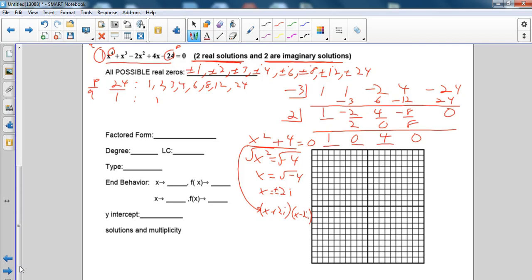So what's the factored form? We have to put it all together. Those 2 and these 2. The 2 real and the 2 complex. So x plus 3, x minus 2, and then you can either write it out as plus or minus 2i, or you can expand it, either way. What's the degree? Well, we start off with an exponent of 4. Our lead coefficient was 1. That makes it quartic.